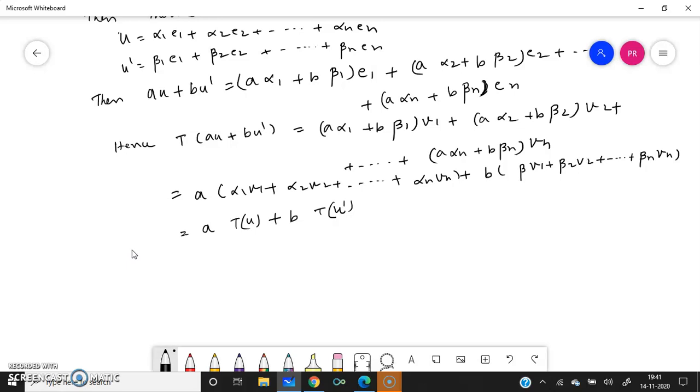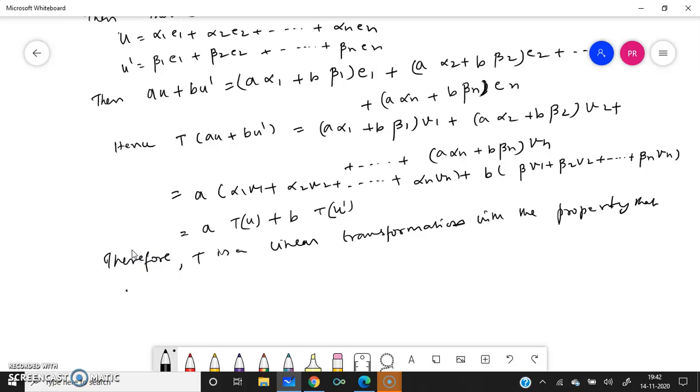Therefore T of a u plus b u dash, we have proved that it equals a times T of u plus b times T of u dash. T is a mapping, and this particular condition is satisfied. Therefore T is a linear map. Therefore, T is a linear transformation with the property that T of ei equals vi for every i.